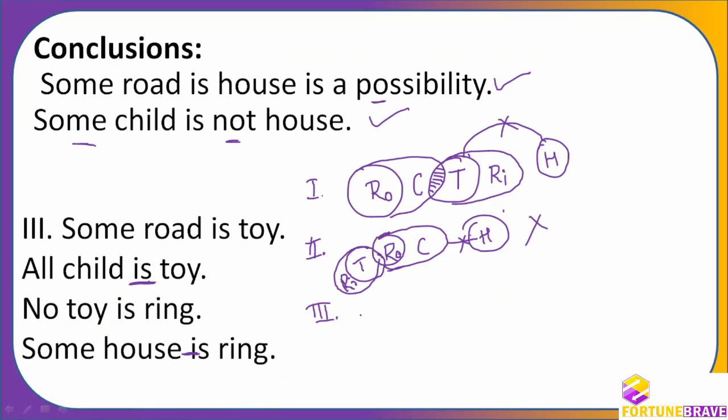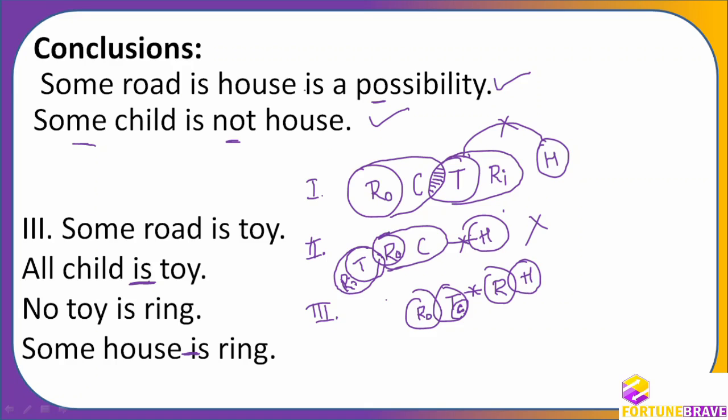Okay, now the third one. Some road is toy. All child is toy. All child is toy means I have to put the child inside toy. Okay. No toy is ring. Some house is ring. So let us see.